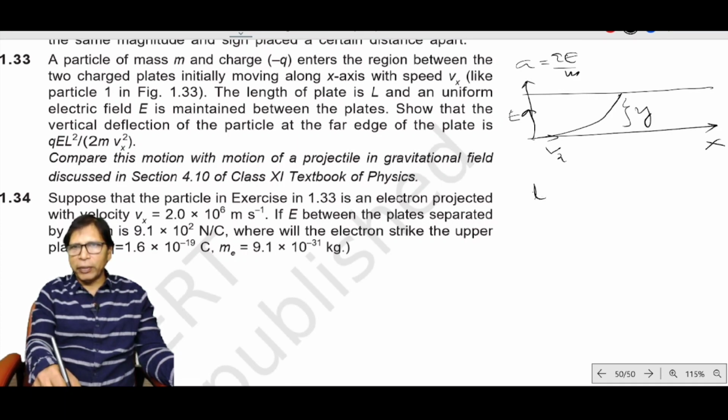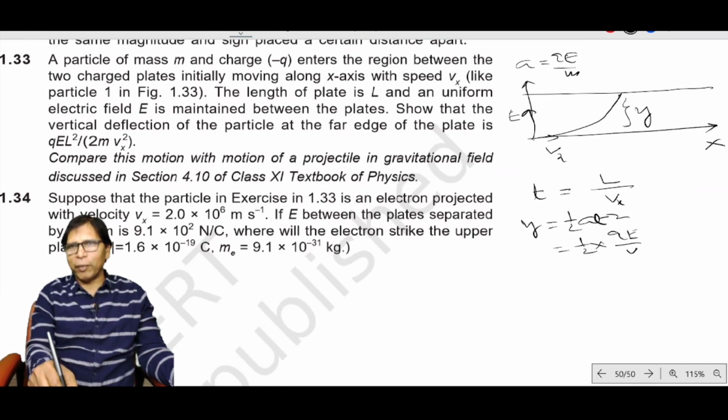The time taken by the charged particle to cover the distance L is L by Vx. So y equals half a t squared. Now this is half a, where a is qE by m, and t is L by Vx, whole squared. So y equals qE L squared divided by 2m Vx squared.